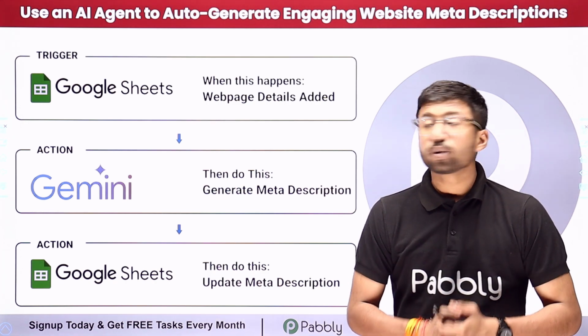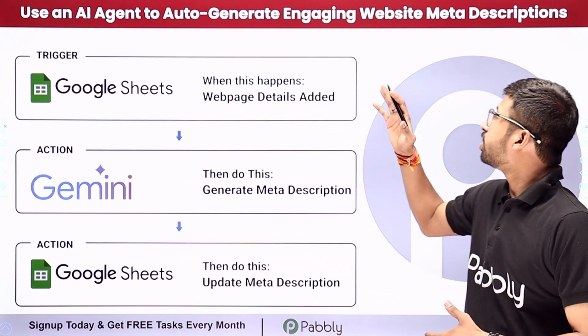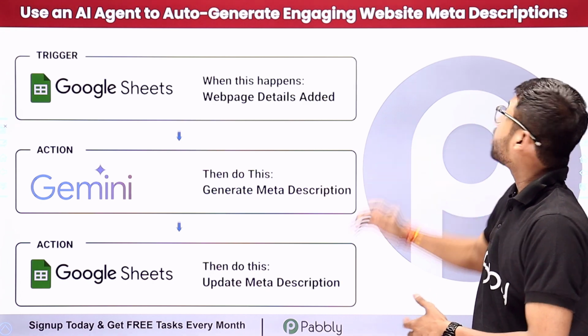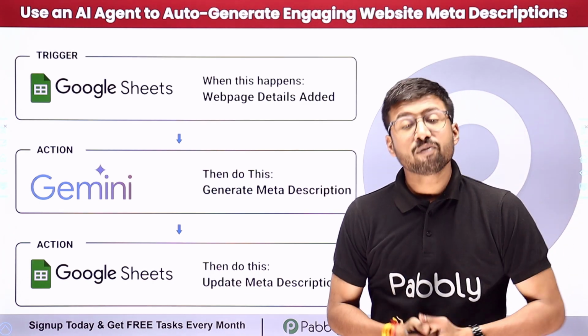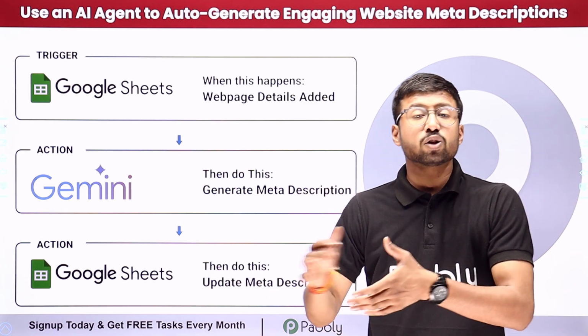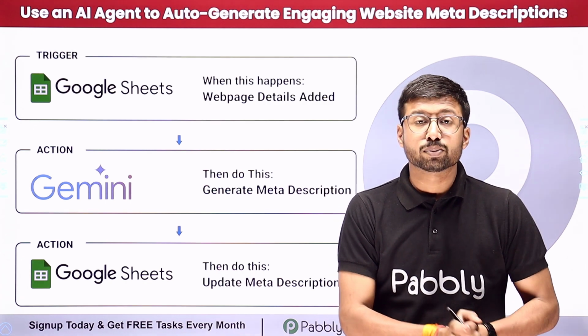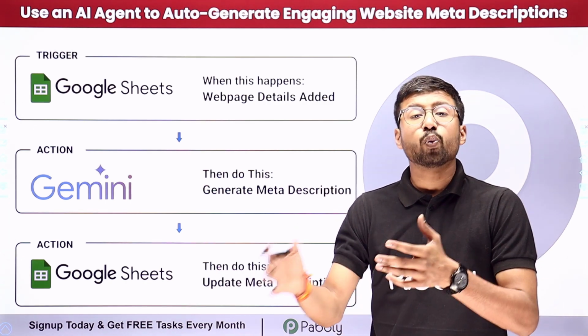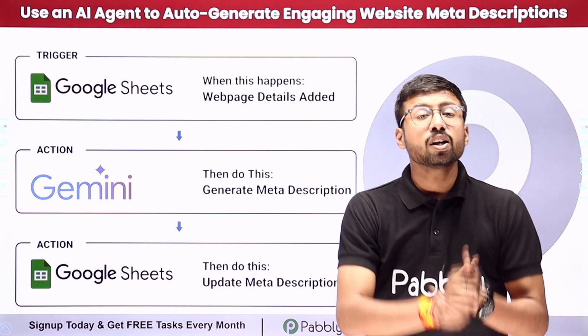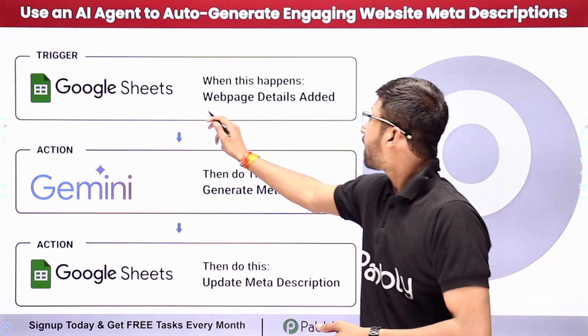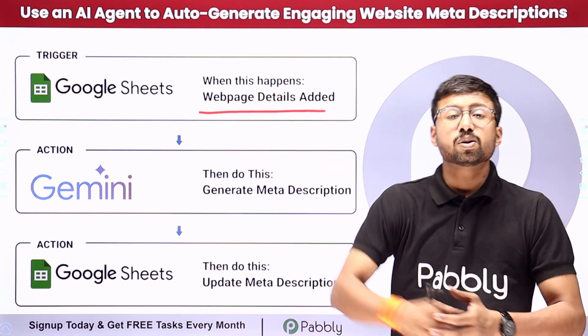So in this video, we are going to learn how to use an AI agent to auto-generate engaging website meta description. So let's say you have built a website and for each and every page of your website, you want to generate some meta description as well. Now in this video, we are going to build an AI agent using which all you have to do is just add the web page details in your Google spreadsheet.